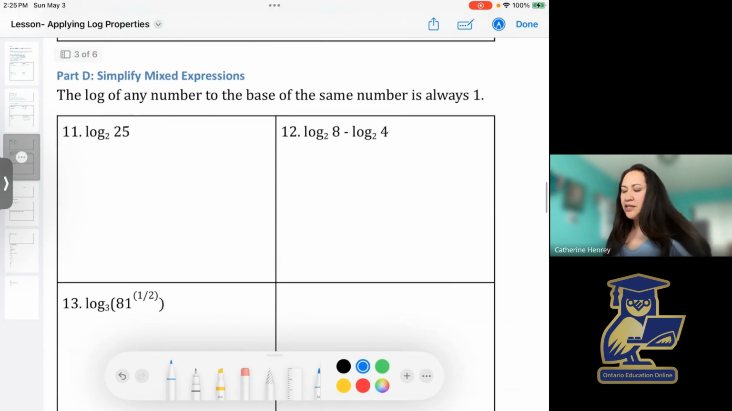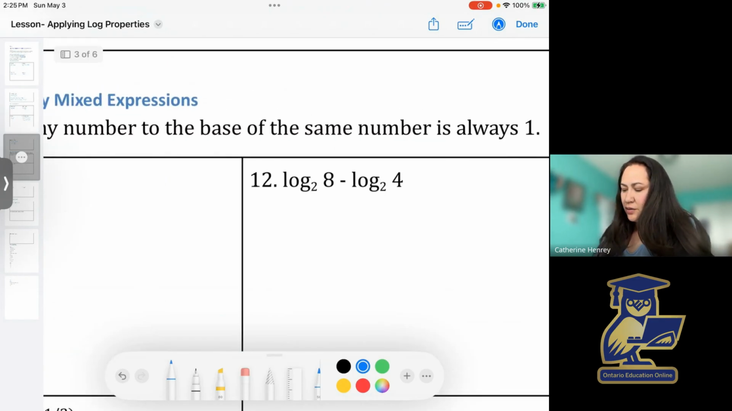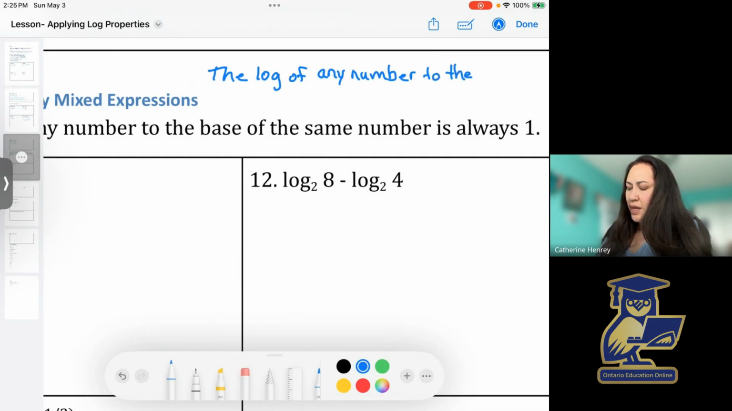Let's move on to simplifying some mixed expressions. And what I want you to remember here is the log of any number to the base of that same number is always 1.